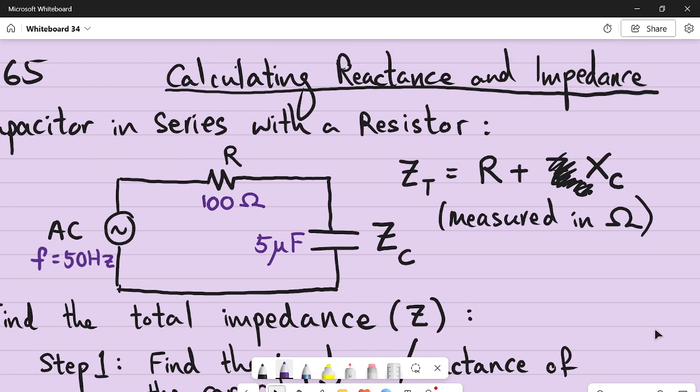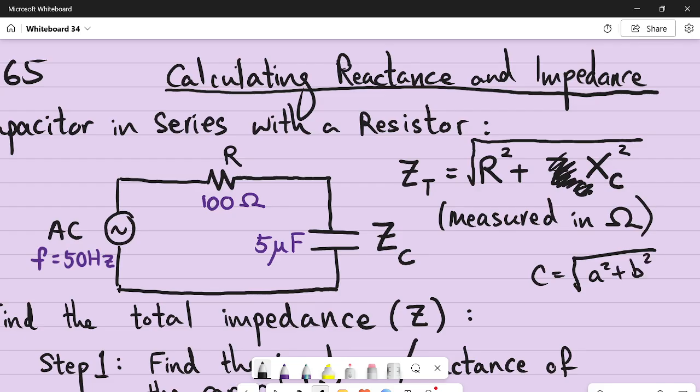I haven't finished on this one. So before you add them, you have to square them and then square root it. What does this look like to you? Where have you seen this? Where would you square a, square b, add them, and then square root? When have you ever learned something that looks like this? Pythagoras theorem. Yes, Pythagoras. So that's what we do, we use Pythagoras theorem.